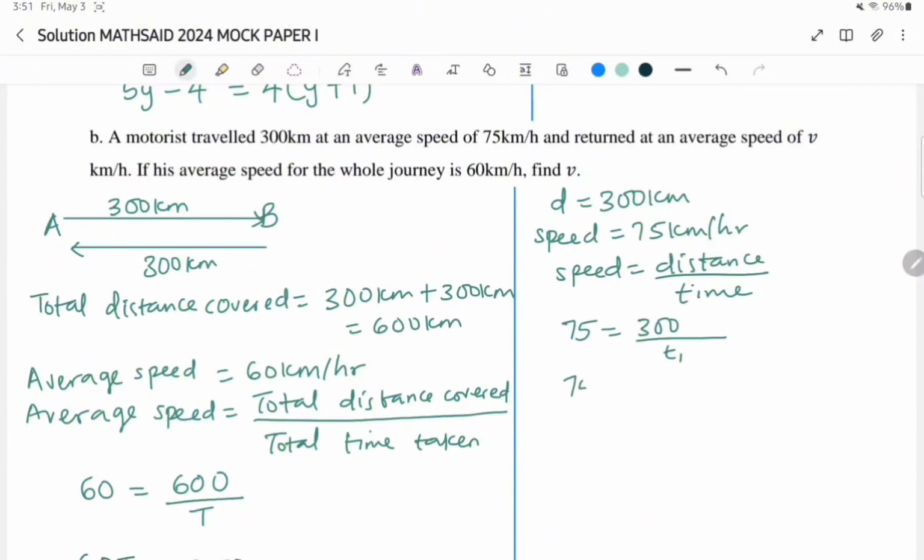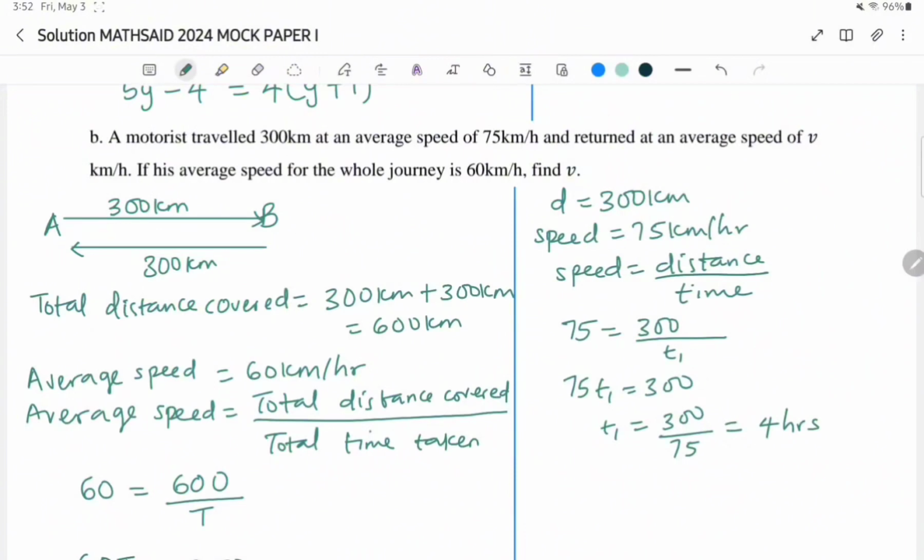That means 75 T1 equals 300. That would mean that T1 is equivalent to 300 over 75. When you calculate this, you'll get 4 hours. That means for the first part of the journey, he spent 4 hours.